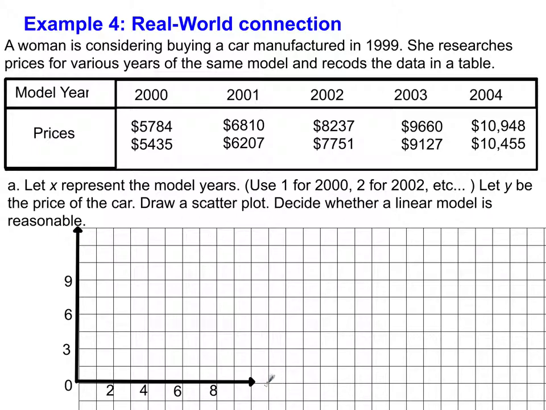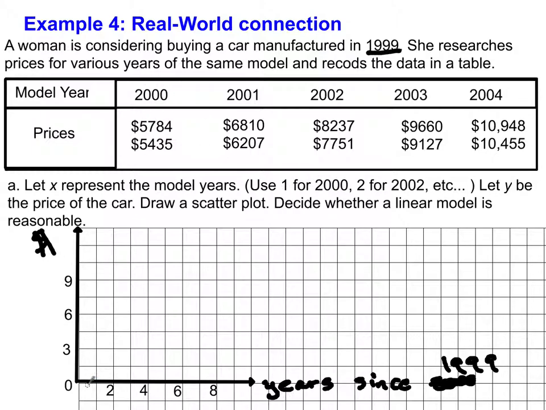So X is the number of years since 1999. That's kind of strange, but it's because that's what she's interested in the problem. And then Y is the price of the car. Y is money. This first one, 2000, should be 1. It says use 1 for 2000.